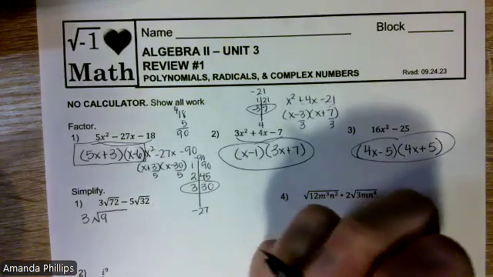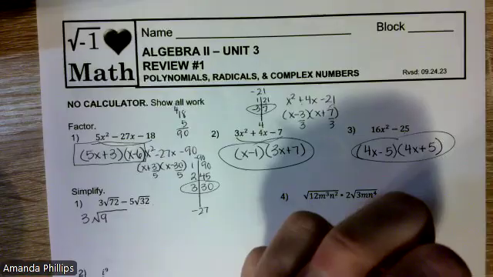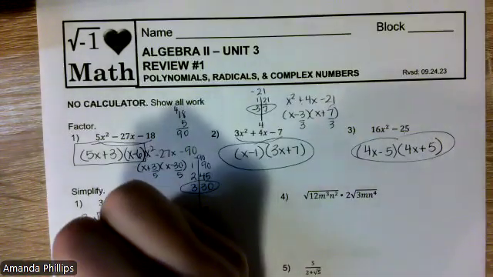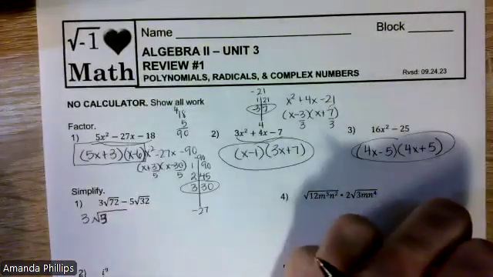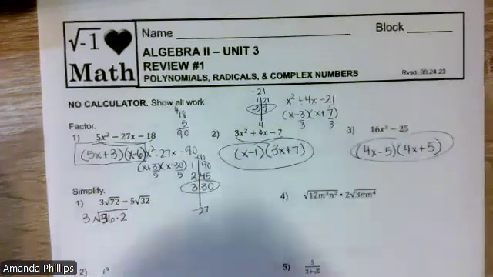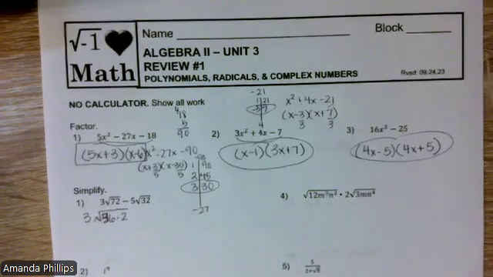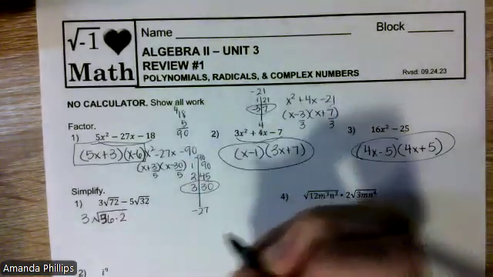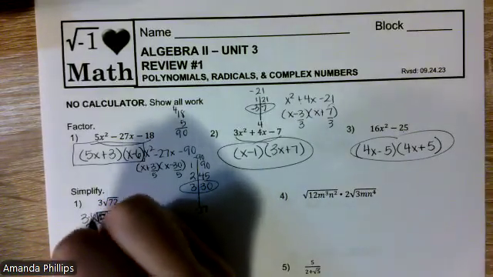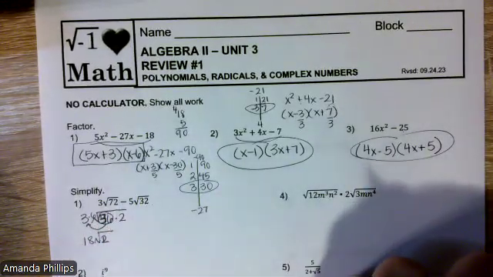I know 9 times 8, but I also know, let's see, 72. Okay, let's do this. Because I know 9 times 8 would give me 72, but actually 36 times 2 would be the better one. Because if I did 9 times 8, that wouldn't simplify completely and I'd have to simplify again. It wouldn't make it wrong, it would just make more work. So I can take the square root of 36, that's 6, and so 3 times 6 is 18, so this becomes 18 square root of 2, okay?